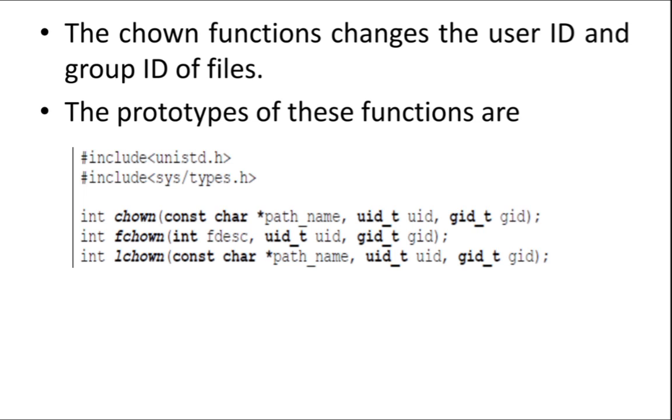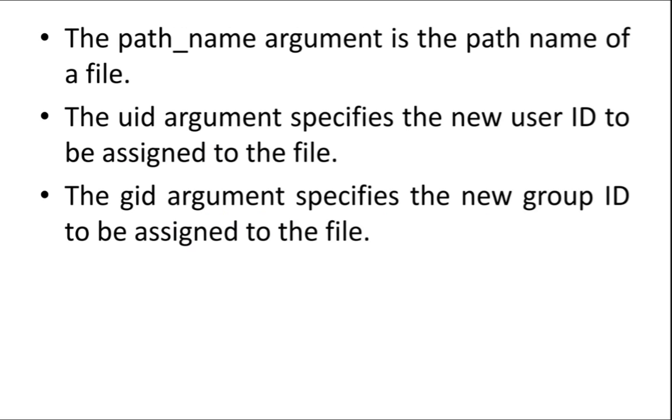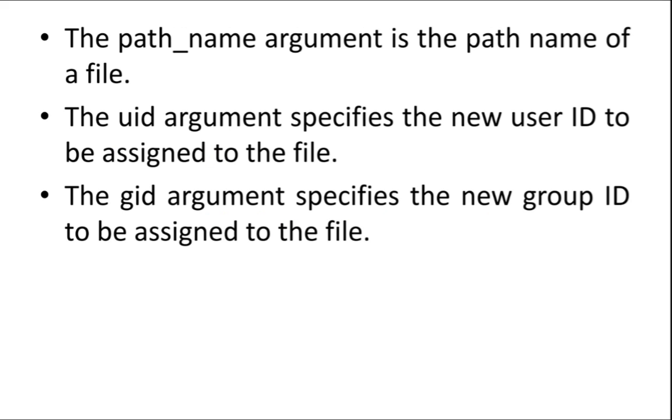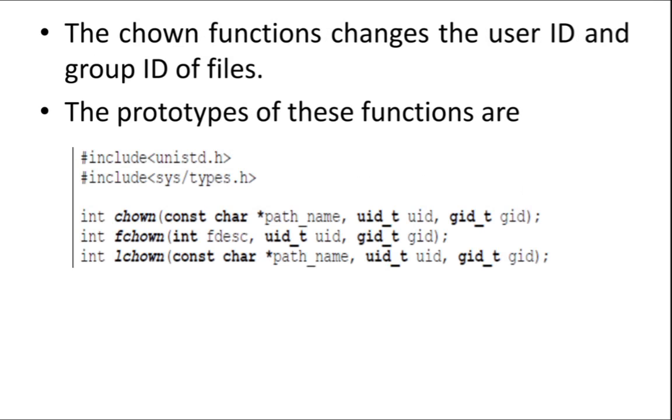In the same way, fchown. And one more important thing, the path name argument is the path name of a file. You know that. The user argument specifies the new user ID to be assigned to the file. If you want to change the owner, you can use uid. If you want to change the new group ID of the particular file, you can change that using the gid data type, right?